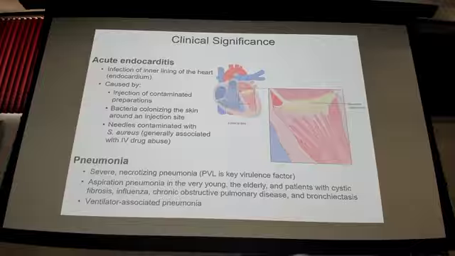Ventilator-associated pneumonia, this generally happens in hospital settings, hospital-acquired or nosocomial infections. When people have been on ventilator support for around 2 days or more, 48 hours or more, they start becoming susceptible to VAP, ventilator-associated pneumonia, of which Staph aureus is a big cause.